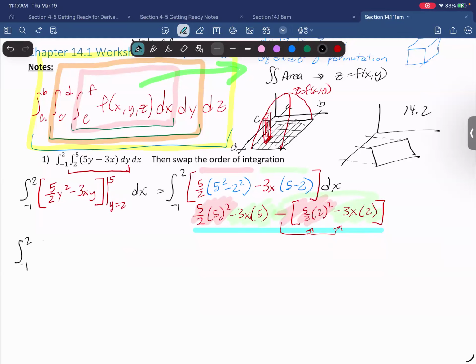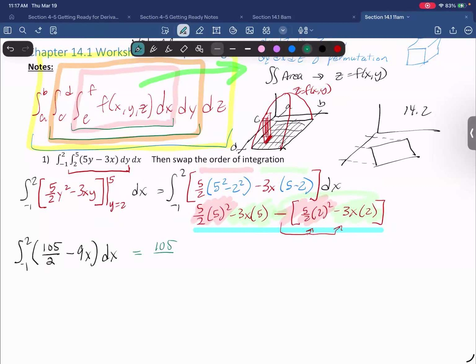5 squared minus 2 squared is 25 minus 4 is 21. 21 times 5 is 105. And then we got 105 over 2. And then I've got 5 minus 2 is 3, and we multiply that by minus 3x, I've got minus 9x. Straightforward so far. We finished our integration.